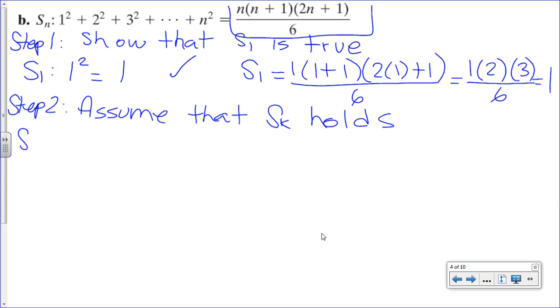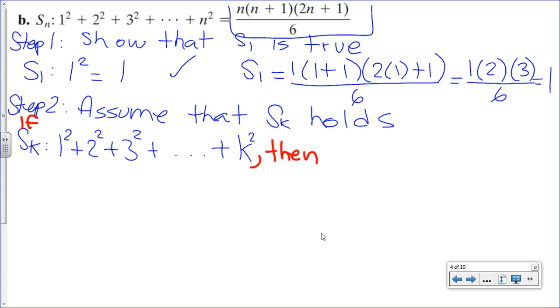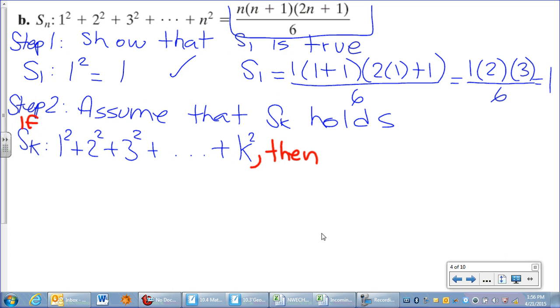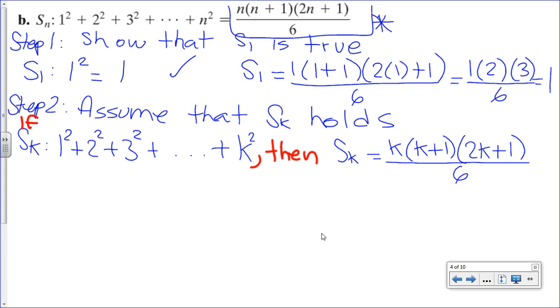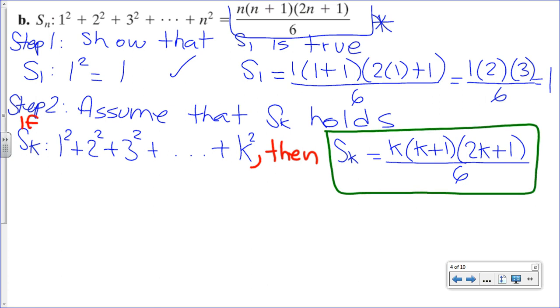For that, let's write it in expanded form. So 1 squared plus 2 squared plus 3 squared, and here we don't know how many terms are in between, but we know the last one is k squared. Now, since we're making an assumption, let's do it this way. If S sub k is equal to that, then with the same formula that we have here, it will be k times k plus 1 times 2k plus 1 divided by 6. Remember, we're going to go back to that one and use that part when we're trying to prove that the statement is true for S sub k plus 1.